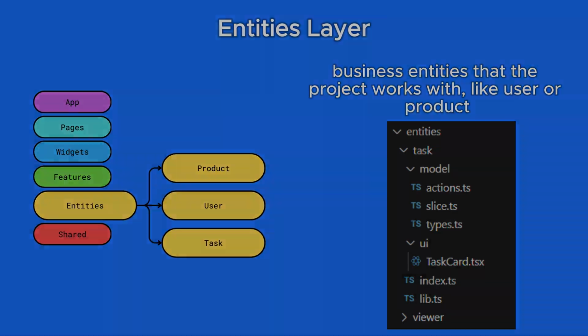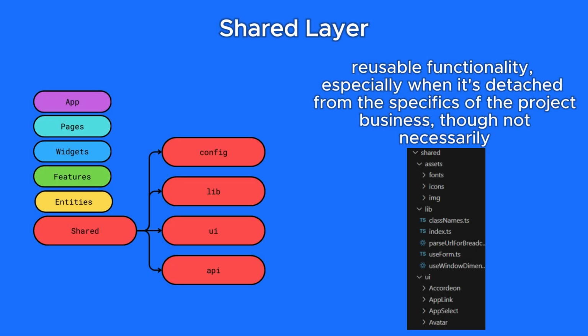The shared layer acts as a repository for universal resources. It contains slices such as UI for basic components like buttons or inputs, lib for utility functions, and styles for global CSS or themes. This layer is the lowest in the hierarchy, designed to be dependency-free and accessible to all other layers. Its purpose is to eliminate redundancy by centralizing commonly used tools and assets, maintaining simplicity and efficiency.